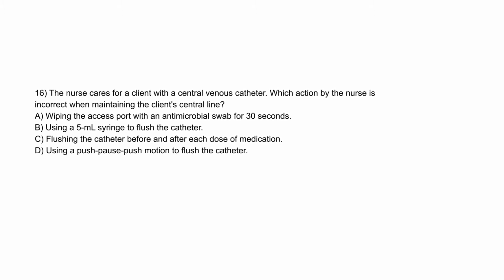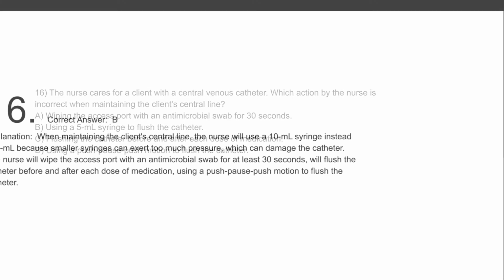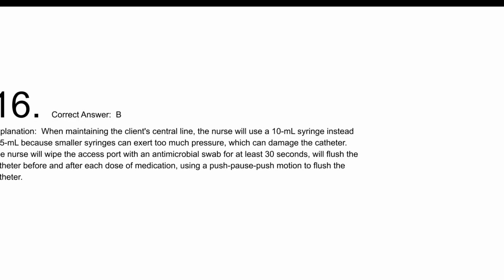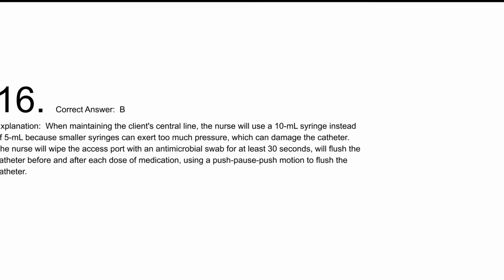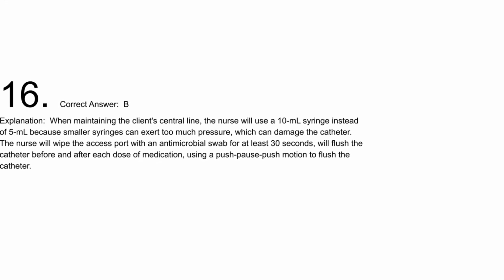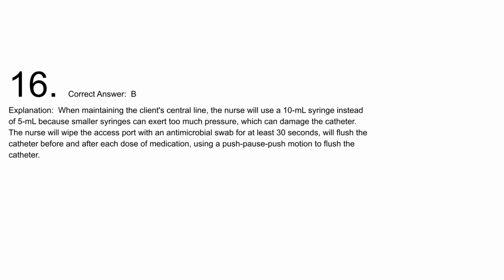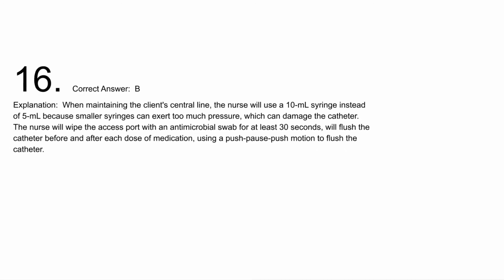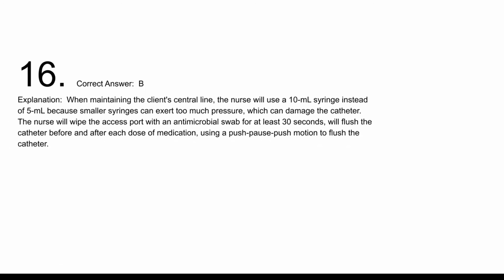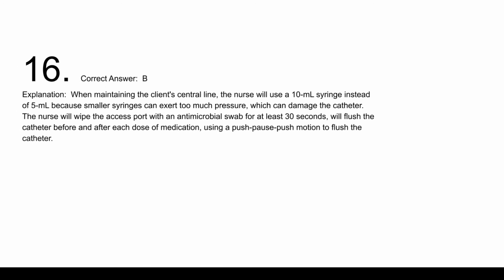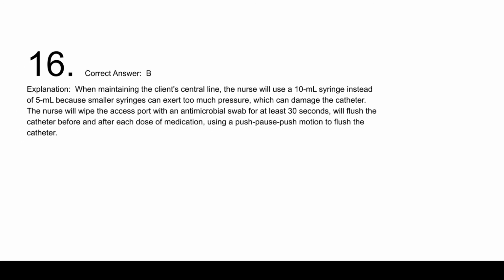Correct answer, B. Explanation. When maintaining the client's central line, the nurse will use a 10 ml syringe instead of 5 ml because smaller syringes can exert too much pressure, which can damage the catheter. The nurse will wipe the access port with an antimicrobial swab for at least 30 seconds, will flush the catheter before and after each dose of medication, using a push-pause-push motion to flush the catheter.